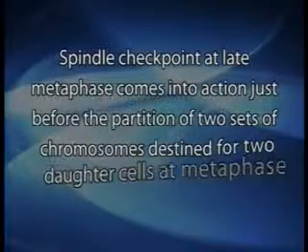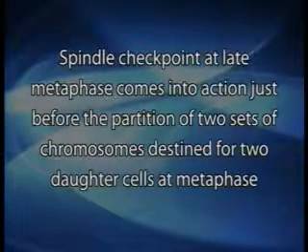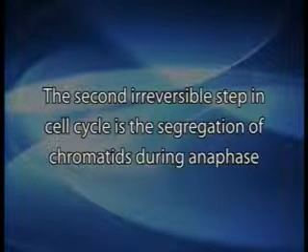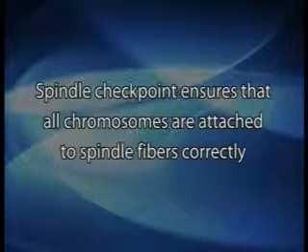Now, the spindle checkpoint at the metaphase. This checkpoint comes into action just before the partition of 2 sets of chromosomes destined for 2 daughter cells at metaphase. The second irreversible step in the cell cycle is the segregation of chromatids during anaphase. Hence, the spindle checkpoint ensures that all the chromosomes are attached to spindle fibers correctly before transition into anaphase.